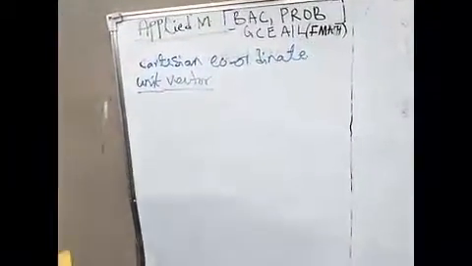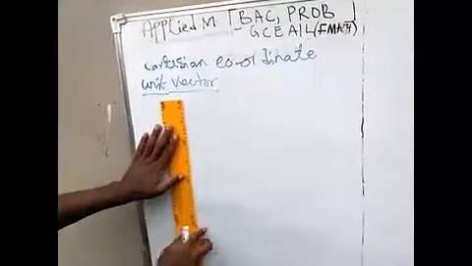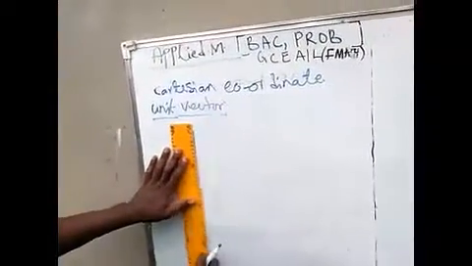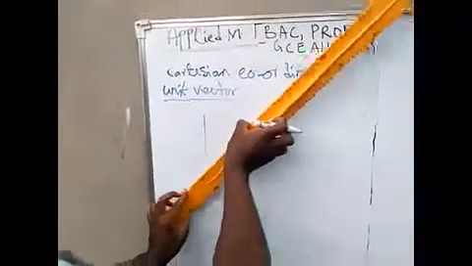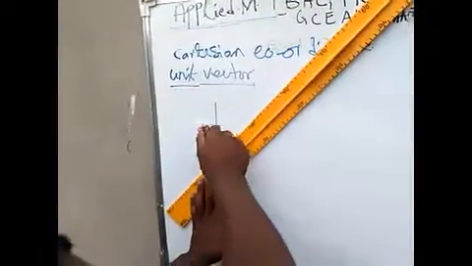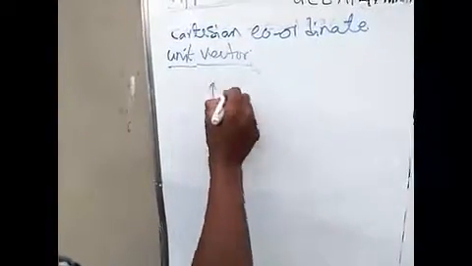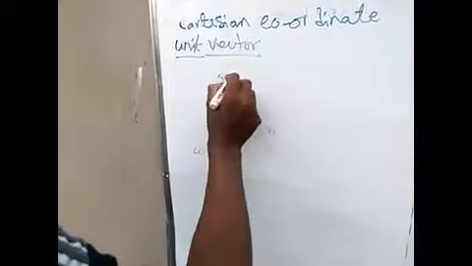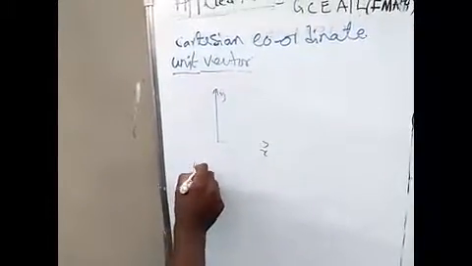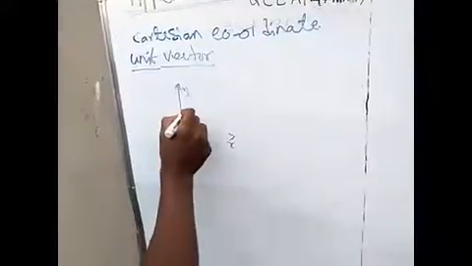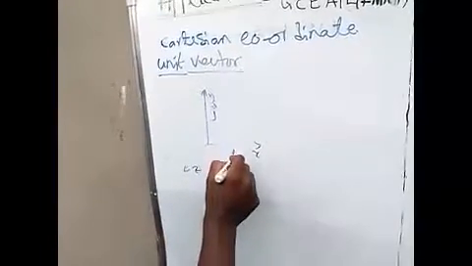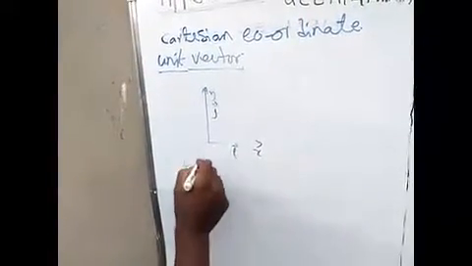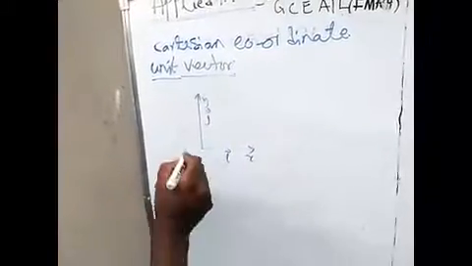Let me draw my Cartesian coordinate system. I'm having a Cartesian coordinate system like this. I can call these axes Y, X, and Z. So I have something here like J, a small j, a small i and a k, and the origin 0.